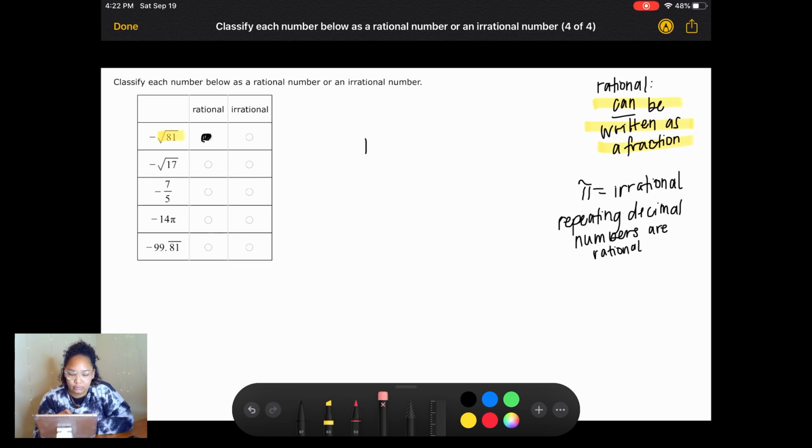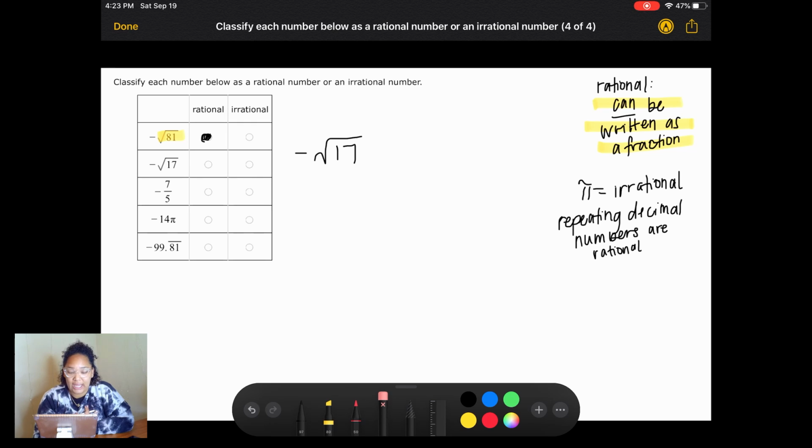Now, I look at my next example: negative square root of 17. Again, the negative doesn't make a difference. It does have the negative, and the signs here are probably there to throw someone off. The signs don't make a difference at the end of the day. They do not change whether it is a fraction or not. It just says what side of the number line it's on.